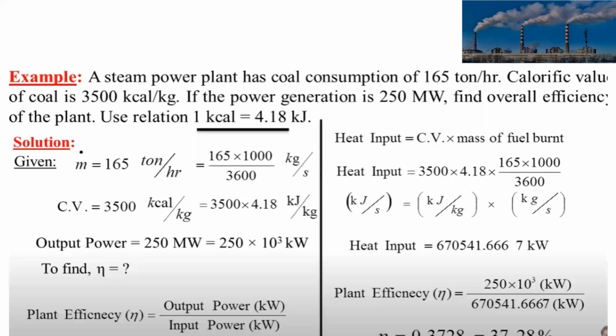One example we just see in brief. A steam power plant has coal consumption of 165 tons per hour. Calorific value of coal is 3,500 kilocalorie per kg. If the power generation is 250 megawatt, find the overall efficiency of the plant. Use the relation 1 kilocalorie is equal to 4.18 kilojoules. This is the conversion factor.